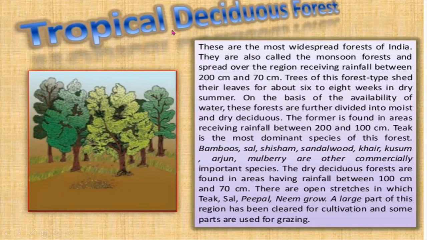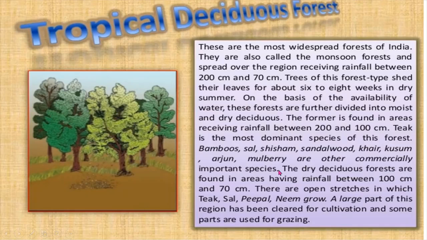Tropical moist deciduous forest receives a rainfall of 200 to 100 centimeters, and the plants that come under this category include teak, which is the dominant species. We find teak more abundant in this type of forest, along with other trees like bamboo, sal, shisham, sandalwood, khair, kusum, arjun and mulberry, which are used for commercial purposes.